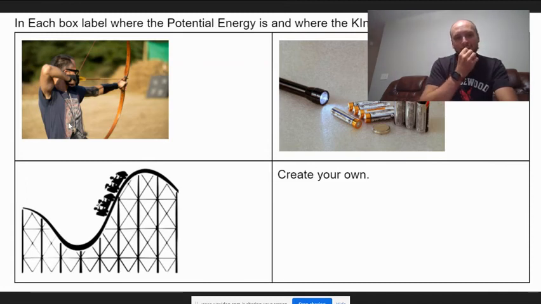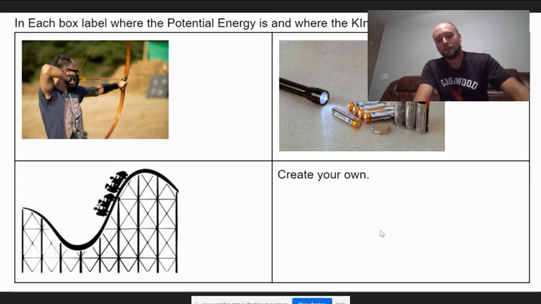So you're going to need to go back to your notes. You're going to need to reference them and take a look at this guy with the bow and arrow. Where is the potential energy? Where is the kinetic energy? You can either write it here on the side. You can write potential and kinetic energy and draw arrows to where it should be. Then you have a battery-powered flashlight. You need to describe where the potential and the kinetic energy will be. Then we have that roller coaster that's on the very first page of your potential energy notes. And then I want you to create your own scenario where potential and kinetic energy is and will be.